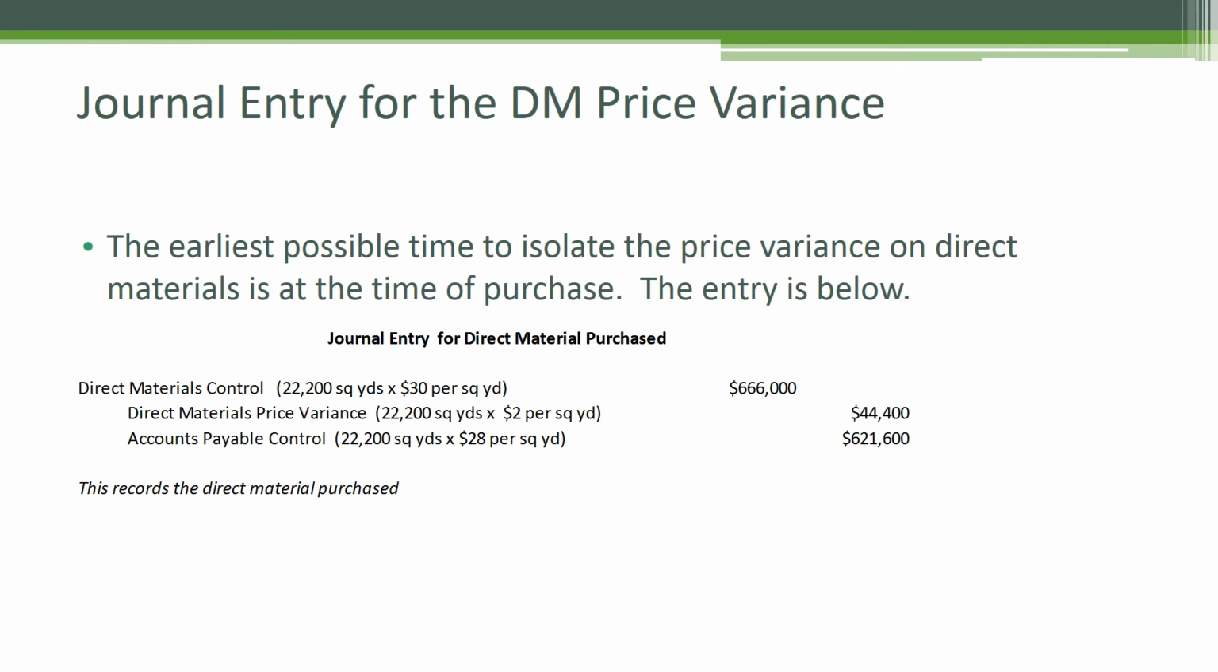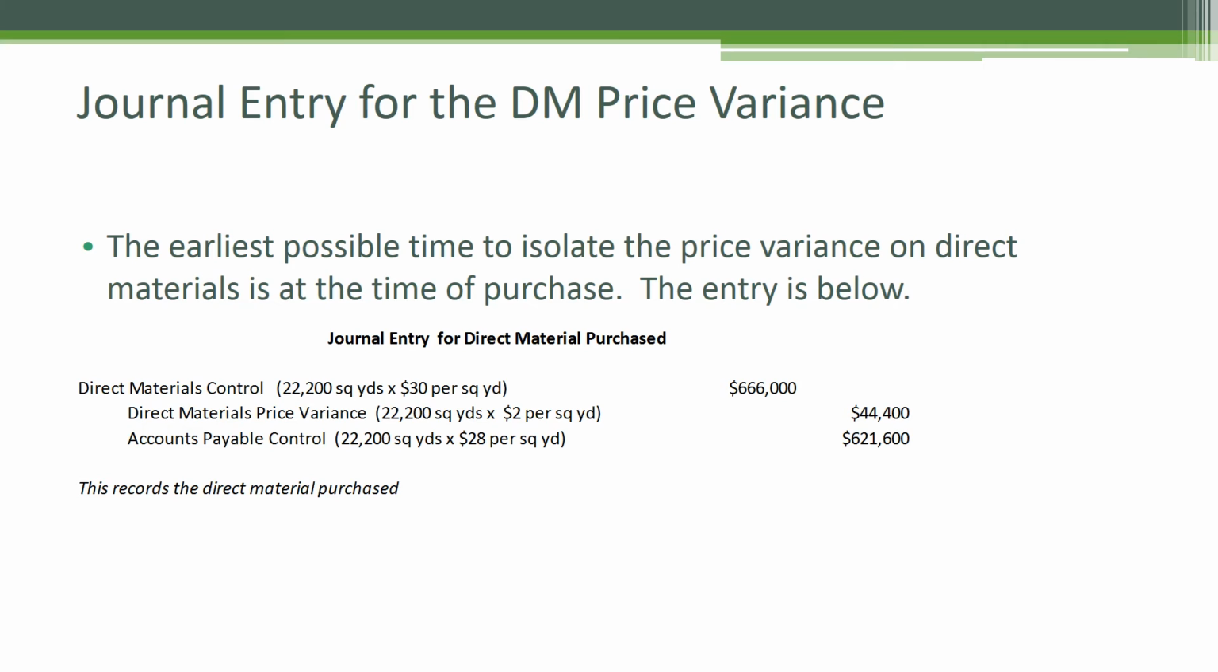We are now going to look at the journal entry for the direct material price variance. The earliest possible time to isolate the price variance on direct materials is at the time of purchase, and that is when the entry should be made. The entry is below. First, we will take our direct materials control account and we will debit it for $666,000. That's our 22,200 square yards of material times our budgeted price of $30 per square yard.